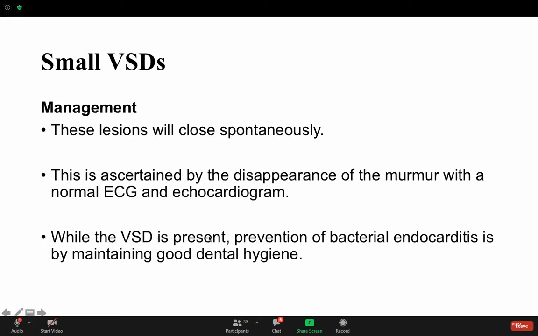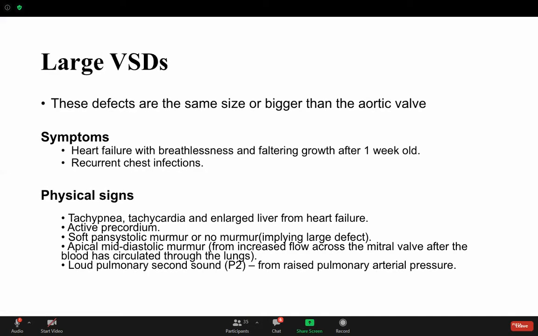إذا كانت ال VSD present، prevention of bacterial endocarditis ما يحتاجون prophylaxis antibiotics، بس maintaining good dental hygiene. نحرص على الأهل إنهم يهتمون بصحة الأسنان to prevent the bacterial endocarditis. Okay. Large VSDs طبعا متى نسميها large؟ إذا كانت at the same size or bigger than aortic valve.